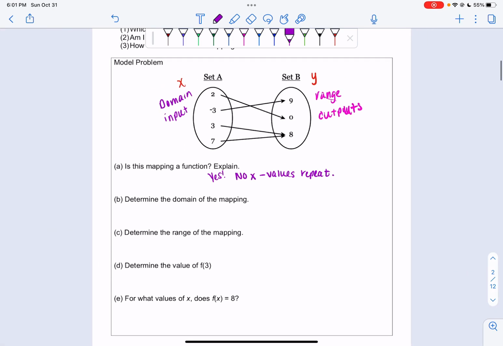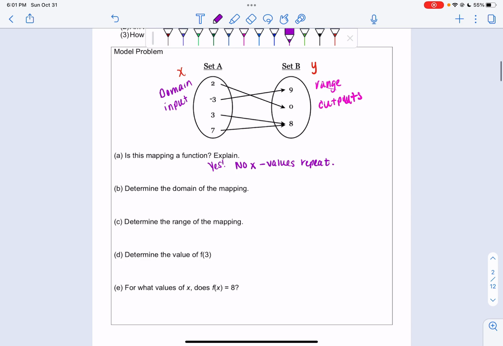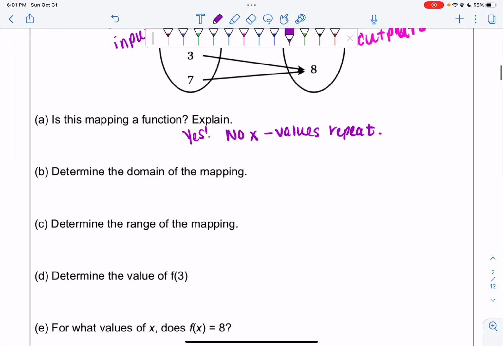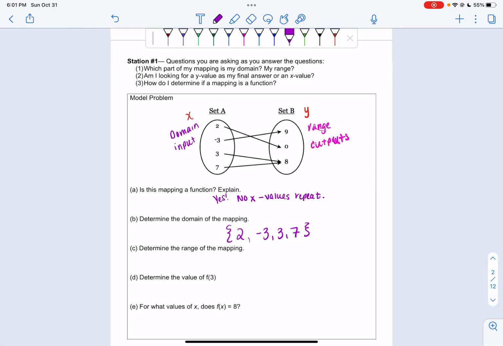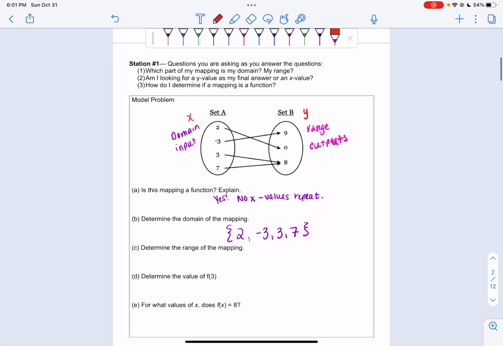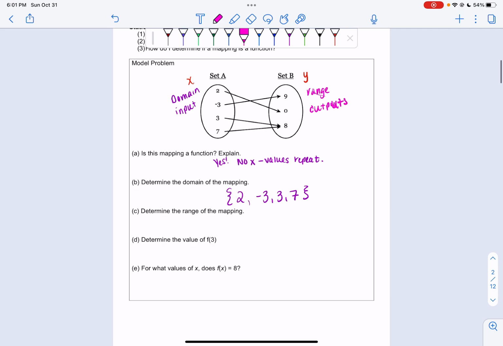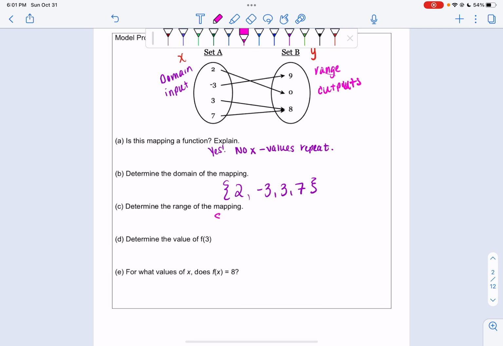B says determine the domain of the mapping. Well, we know our domain is our x value, so we just list out the x values that are used. So 2, -3, 3, 7. So our domain is 2, -3, 3, and 7. The range of our mapping is simply our y value. So in this case, our range is 9, 0, and 8. And remember, your numbers do not need to be in order.